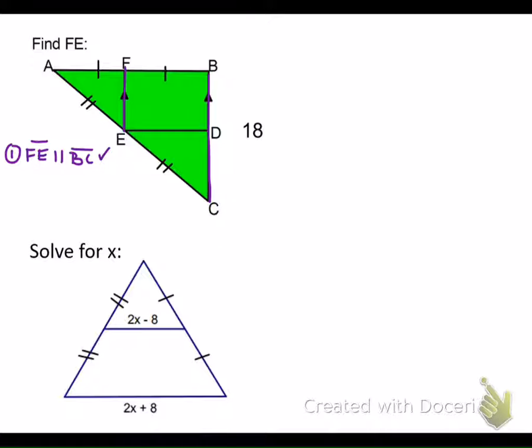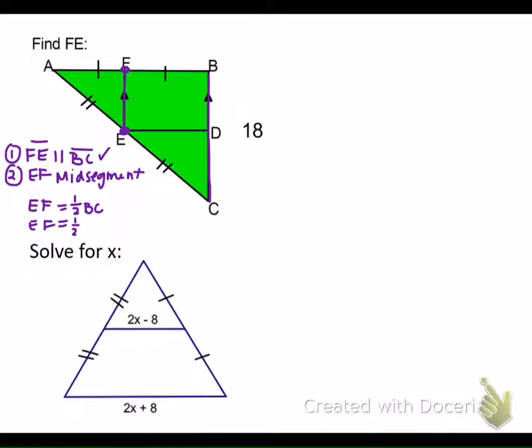The other piece is that E and F need to be a midsegment. So is EF a midsegment? Is it connecting midpoints? Yeah, because E is the midpoint of AC and F is the midpoint of AB. So EF is a midsegment. Therefore, it is half the length of BC.